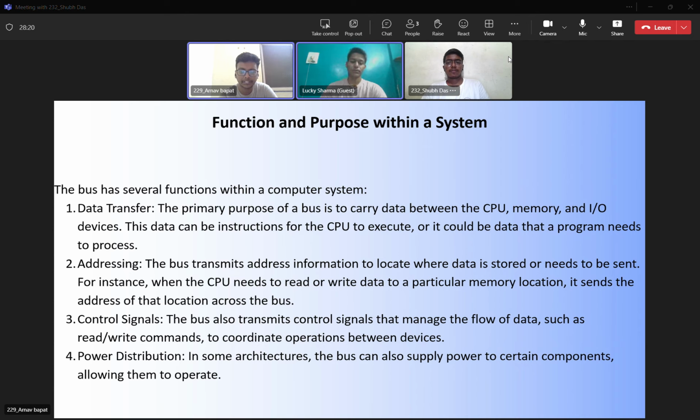Each of these functions, data transfer, addressing, control signals, and power distribution, contributes to the overall efficiency, organization, and functionality of the computer system, enabling smooth operation across all the other parts. Now I hand over to my teammate. Thank you.